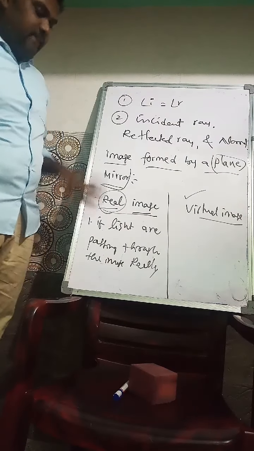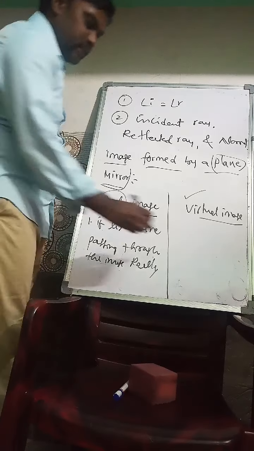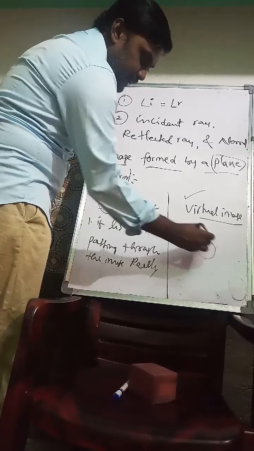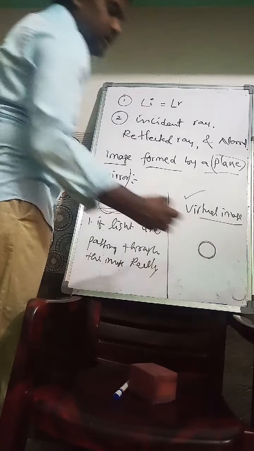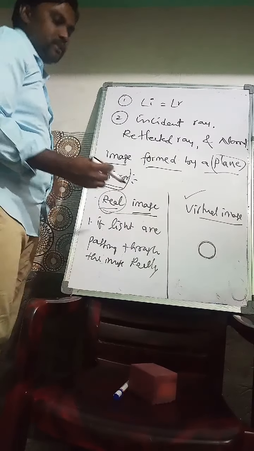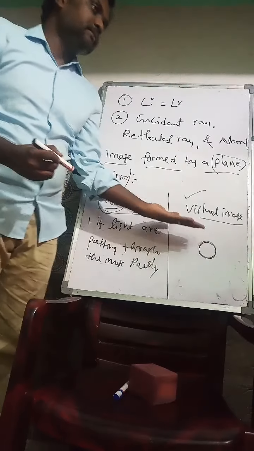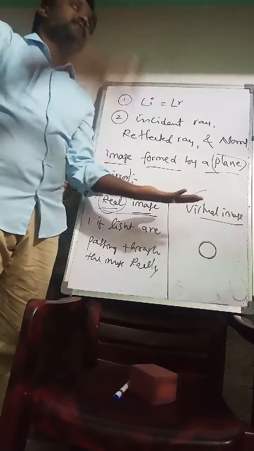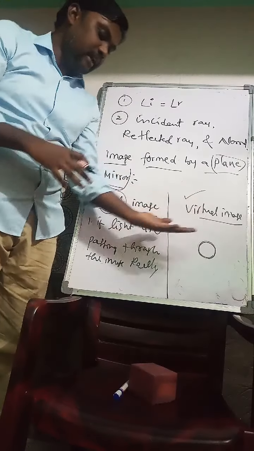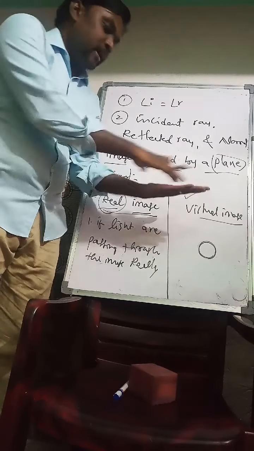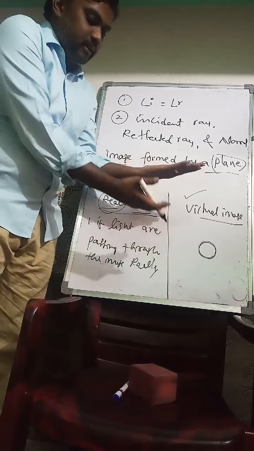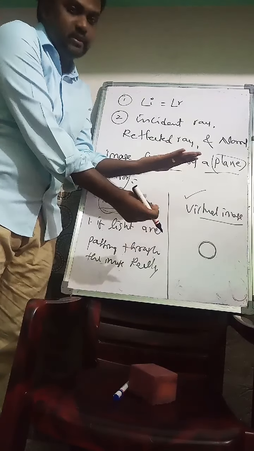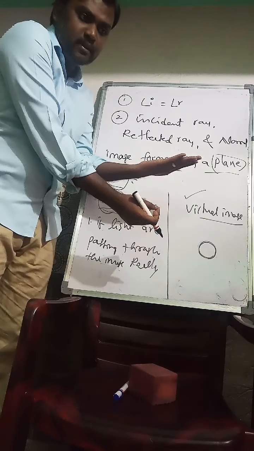I'll give an example for a real image also. Suppose you take a magnifying lens, which we may have played with in childhood, and keep it under the sun rays, which are coming from a long distance. Below the lens you can find a dot. This dot is the image of the sun.